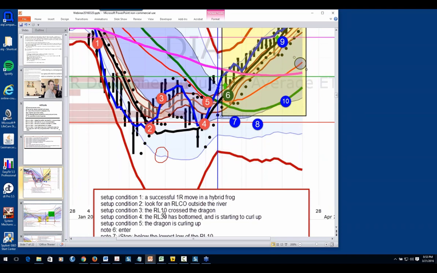Number 3, the RL10 has crossed the dragon. So number 3, you can see the blue line has now crossed the dragon. Number 4, the RL30 has stopped falling. It has bottomed and is starting to curl up. So condition number 4 is met here. So we had to wait that long before the 30 confirmed the move.